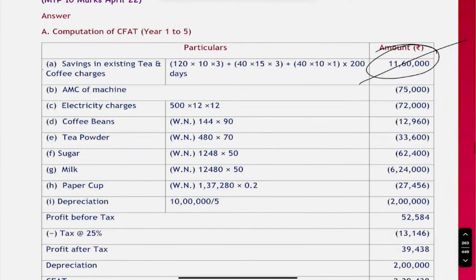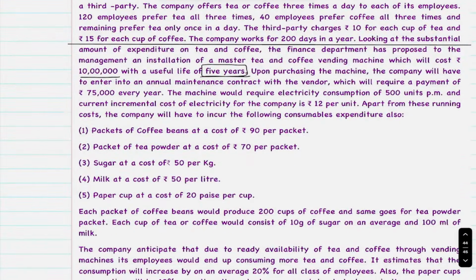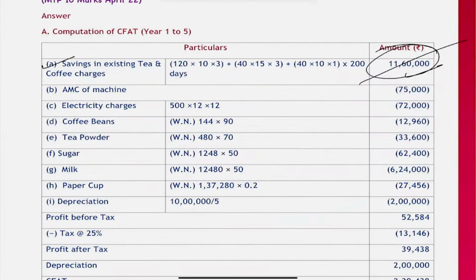First, savings in tea and coffee charges: 11 lakh 60. First part. Annually, to maintain this machine, how much do I need to spend? 75,000. So annual maintenance cost is 75,000. Electricity charges, as we saw, 500 into 12 into 12. Yes or no? 72,000. Okay. Depreciation we have already calculated.